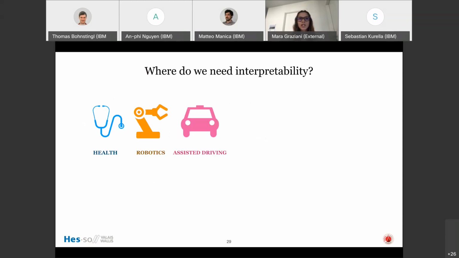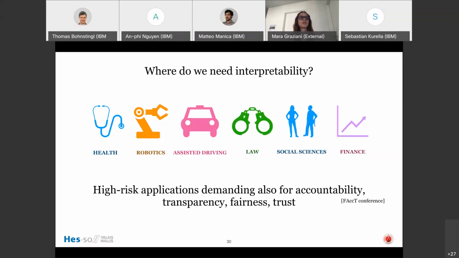We know that in some applications, interpretability may be an important prerequisite. So there are, for example, health applications, robotic systems that interact directly with humans, so that could hurt them in case of failure. And even teleoperated systems are an example of a model that should not fail, otherwise it would have tragic consequences. Another example is assisted driving. Like, you wouldn't really trust a deep learning model to drive a car if you don't know that it's safe. So for this kind of high risk application, we need interpretability.